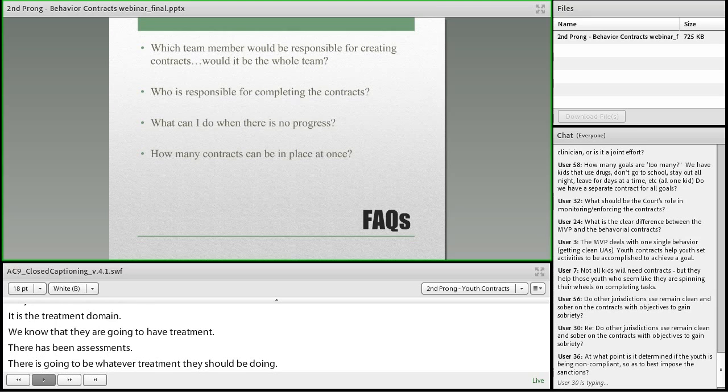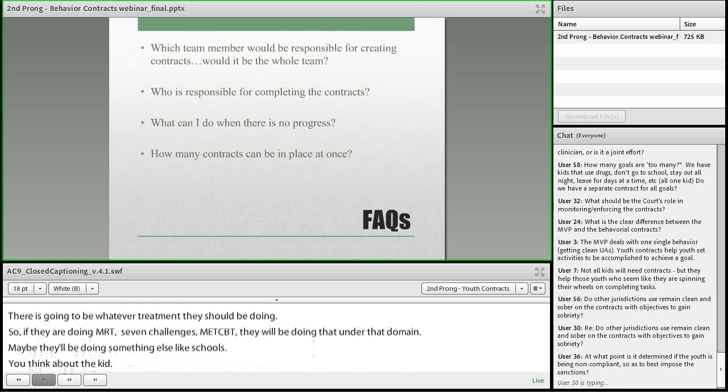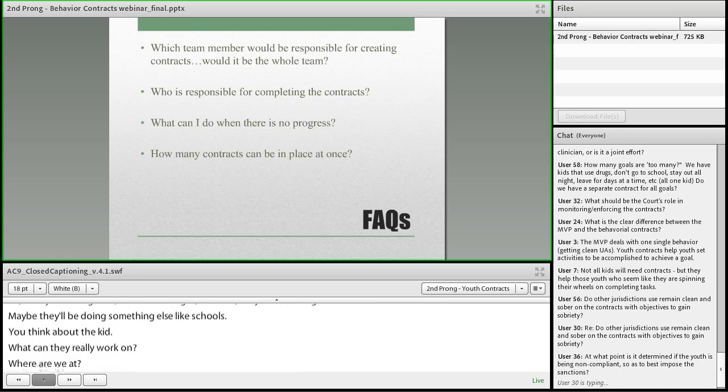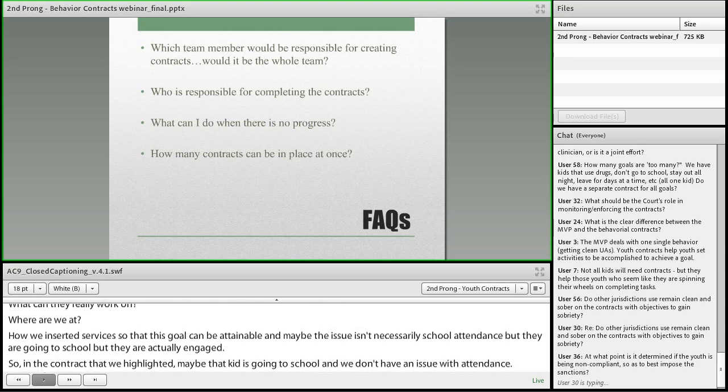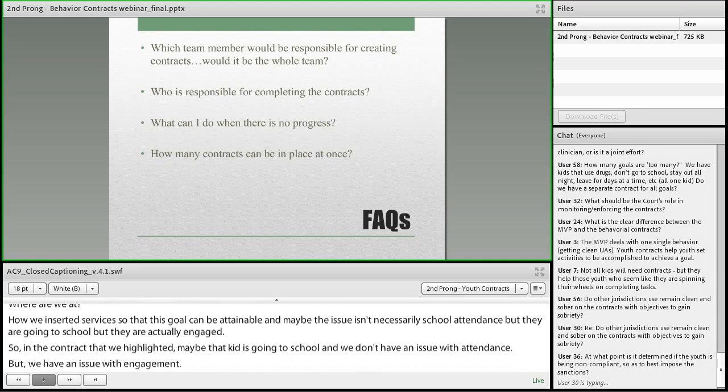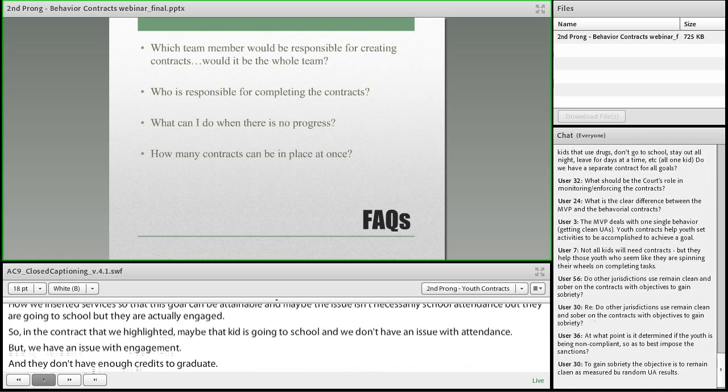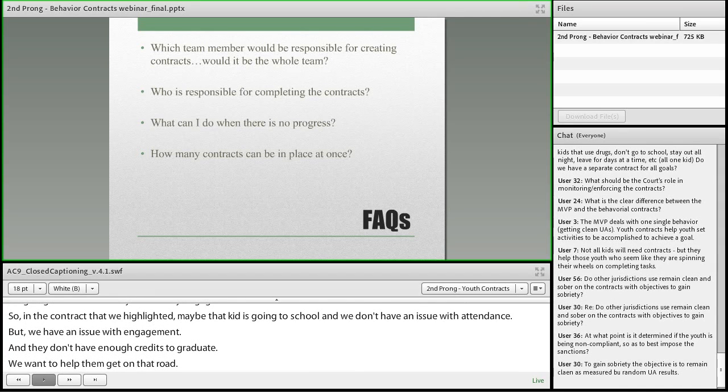And then maybe you're going to work on something else like school, but you're thinking about the kid: what can they really work on, where are we at, have we inserted services so that this goal can be attainable. Maybe the issue isn't school attendance, but they're going to school and they're not really engaged. And they don't have enough credits to graduate, and we want to help them get on that road. While they're in our care, we're going to be helping them figure some of these things out. So that's really a kid issue; those two bullet points are connected.